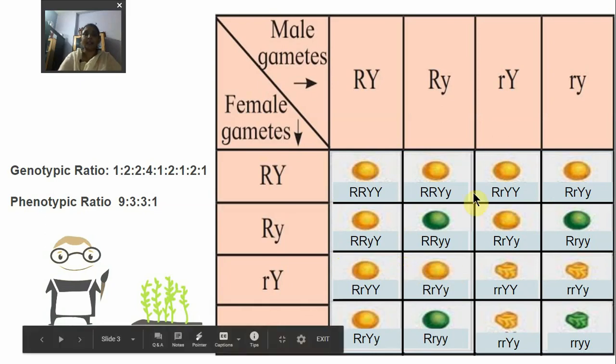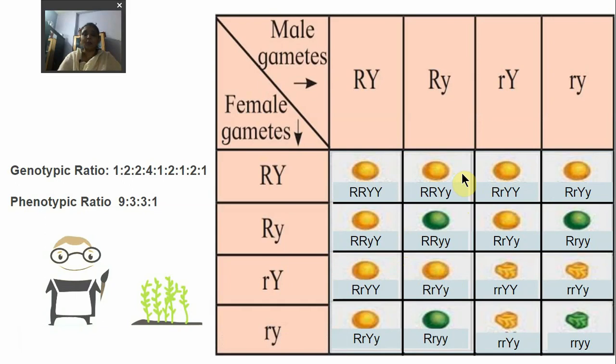Mendel expected the ratio of the dihybrid cross to be the same as that of the monohybrid cross, but he was astonished and found different results. The phenotypic ratio in a dihybrid cross is 9:3:3:1, and the genotypic ratio is 1:2:2:4:1:2:1:2:1. He performed many such dihybrid crosses and found the same result.